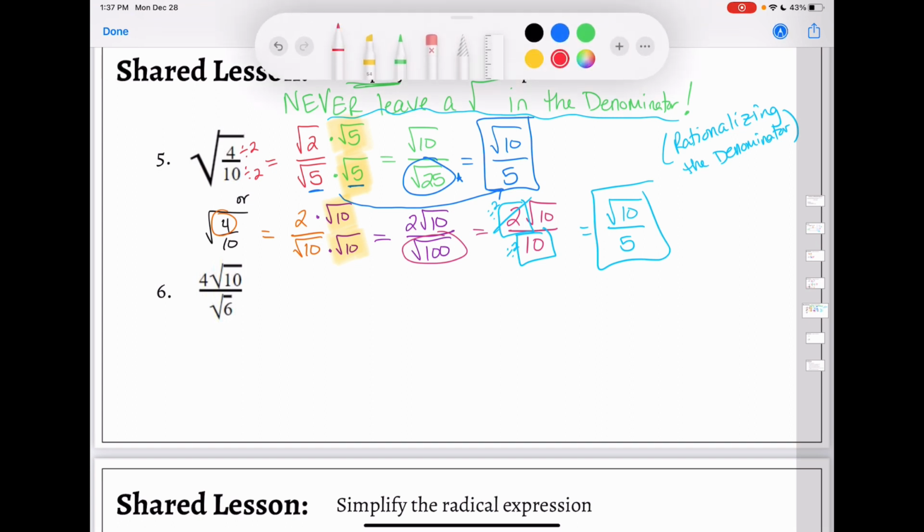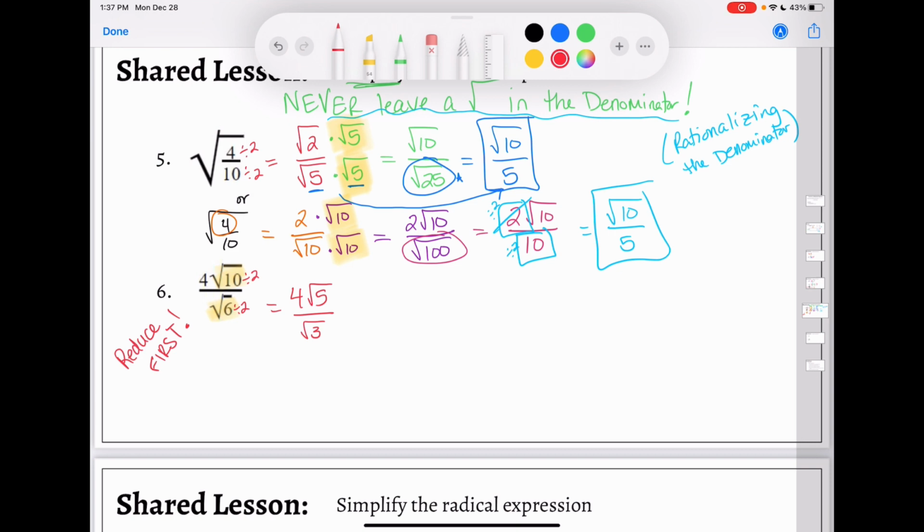Now, I do see that I have a radical in the denominator right now. However, remember, our rule was to reduce our fractions first. Now, notice in this time, this is showing up as a radical on the top and a radical on the bottom. But notice both the 10 and the 6 are on the inside of the radical. So I can reduce them because they're both on the inside. So I'm going to divide them both by 2. So I get 4 radical 5 over radical 3.